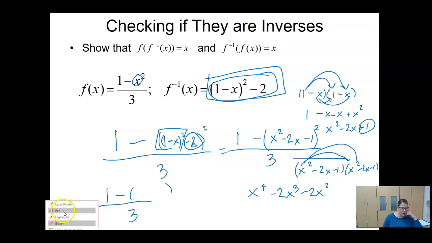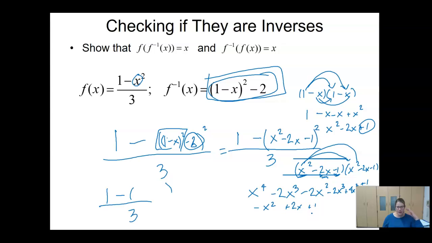So if I'm multiplying a trinomial by a trinomial, I have to multiply x squared by each term, then negative 2x by each term, and then negative 1 by each term. So I'm going to move on to negative 2x now. Negative 2x times x squared is negative 2x cubed. Negative 2x times negative 2x is plus 4x squared. And negative 1 times negative 1 would become a plus 1. Now I still need to multiply this negative 1 times everything. So that would be negative x squared plus 2x and plus 1.